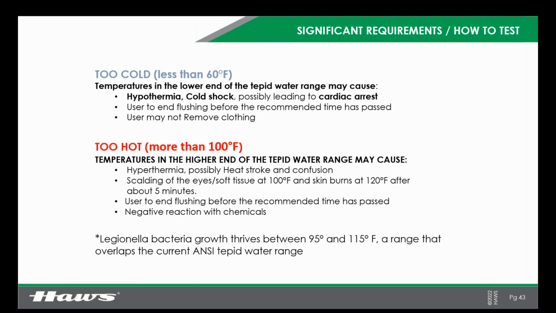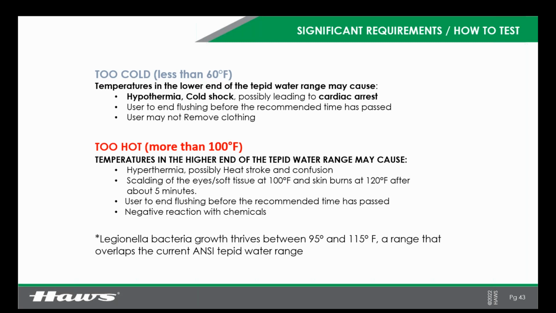Now, on the cold end, if your outer layer, your insulation of your body, is already damaged, you are going to lose heat very quickly. Okay, and ensuring that the water is fairly tepid, within this range, is going to help. We try to focus on a target of about 85 degrees Fahrenheit to keep you from losing too much heat too quickly, and to keep the water temperature from getting too hot. So too cold: hypothermia, cold shock, cardiac arrest, very serious issues. You also may not remove your clothing, which is a big issue.